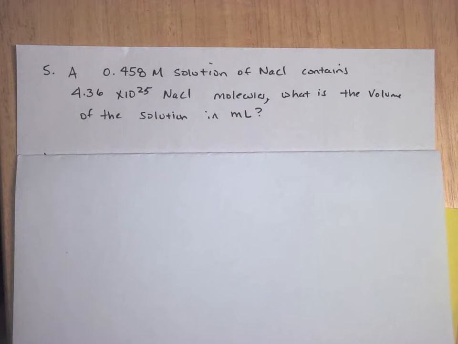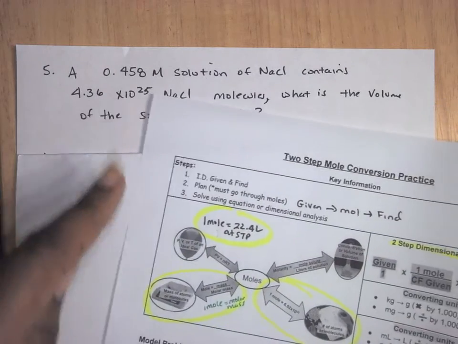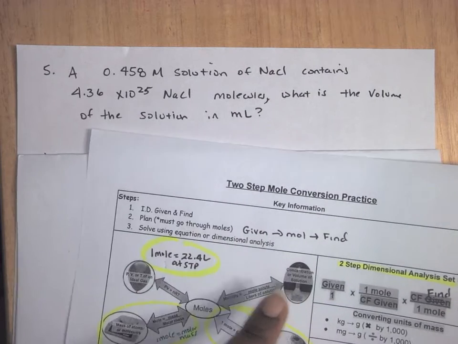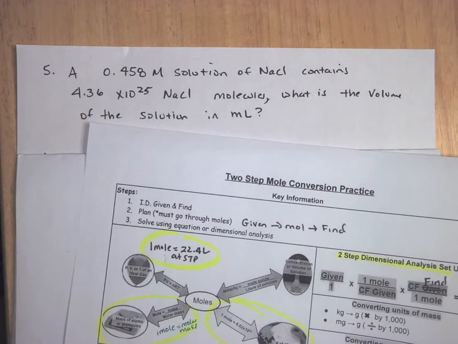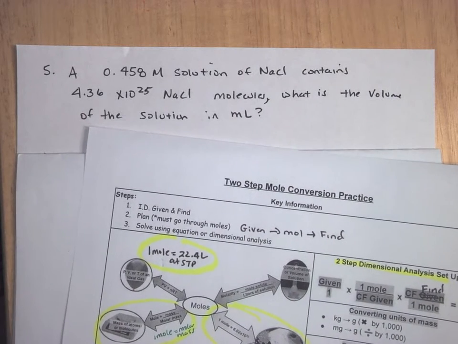So this is similar to problem number 3, where we're given a bunch of information. We're given molarity, which means we're over here. We're given number of molecules, which means we're over here. We're asked to find the volume.